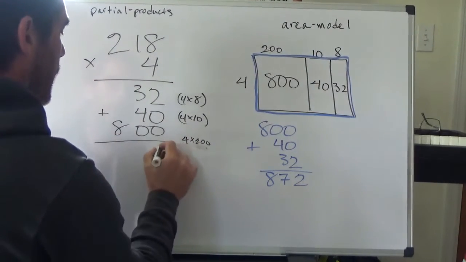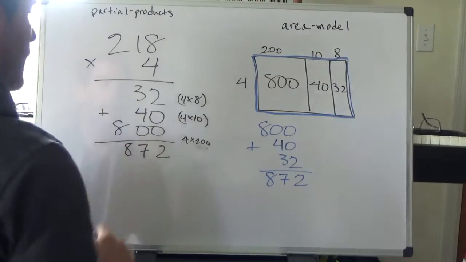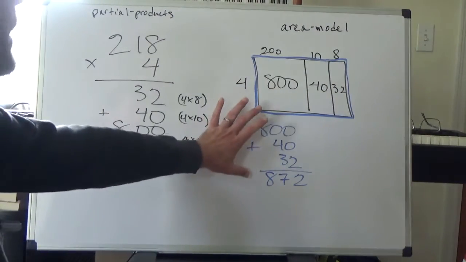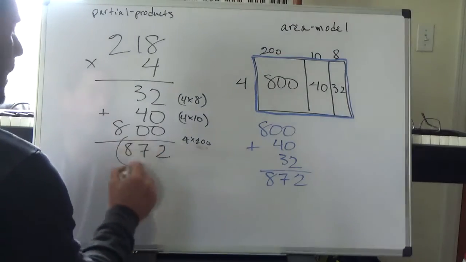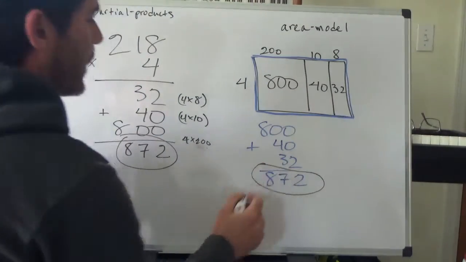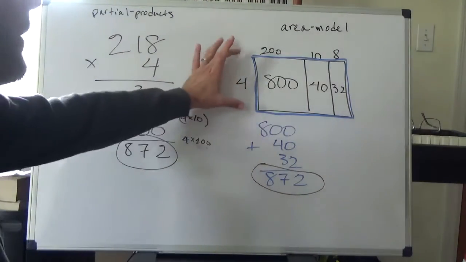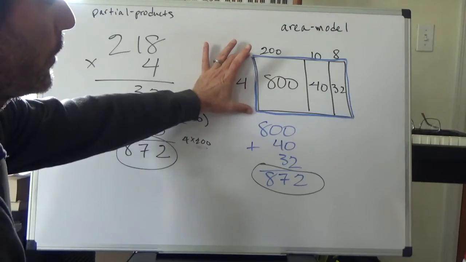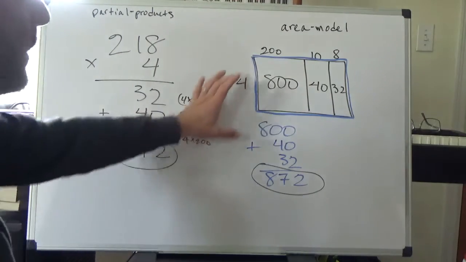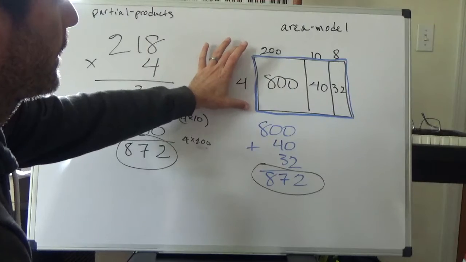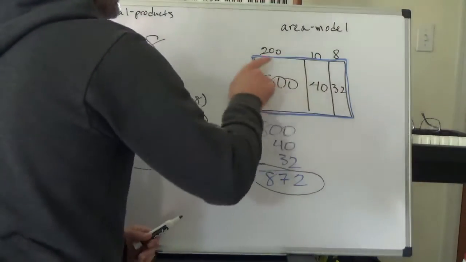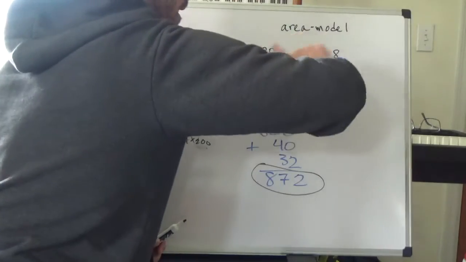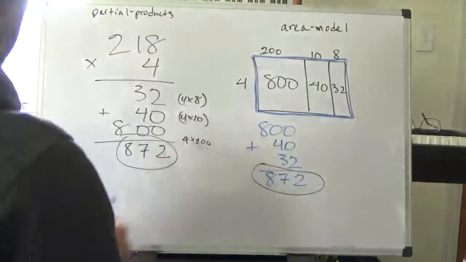If I add these together, I get the same answer, because whether I solve the area model or partial products, I'm going to end up with the same. They're very similar, and again, this is not to scale. If this length was really 4 inches, say inches just as a unit as an example, 218 inches would be a whole lot longer that way. So again, this is not to scale.